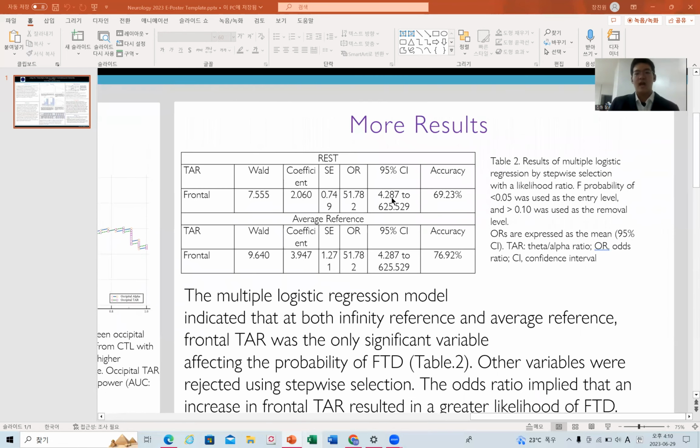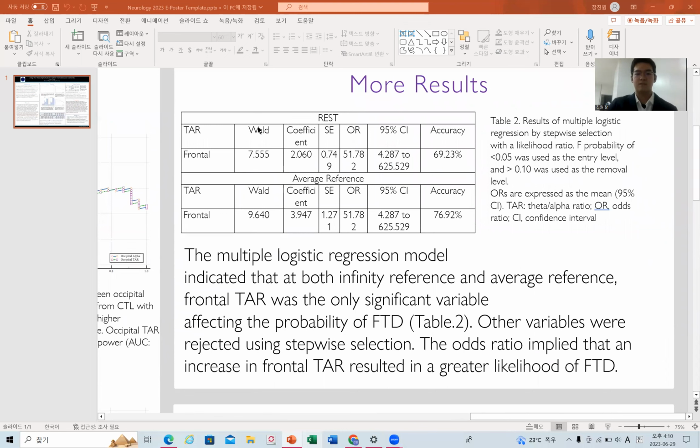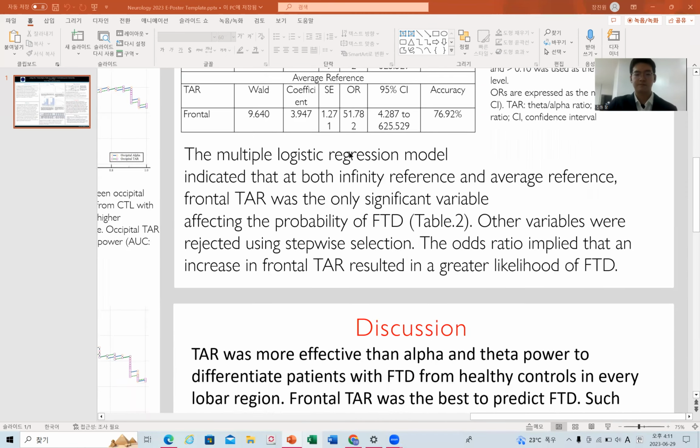neuroimaging methods. And then I applied the multiple regression analysis to figure out among these indexes which is the most superior to detect the presence of frontotemporal dementia. And I found that, surprisingly, the frontal theta alpha ratio was the only significant variable that affects the presence of frontotemporal dementia. So when the frontal theta and alpha ratio was increased, the probability of frontotemporal dementia was increased. These results were consistent among two referencing methods, infinity referencing and average referencing.